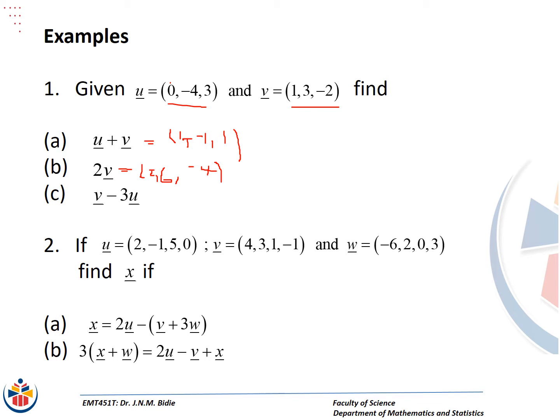And then, in order for us to be able to do C, which is v minus 3 times u. So we start with 1 minus 3 times 0. So that means the first component is 1. 3 minus 3 times negative 4. So minus 3 and minus 4 gives us positive 12. So 3 plus 12 gives us 15. And then the last one is negative 2 minus 3 times 3. So negative 2 minus 9 is negative 11.